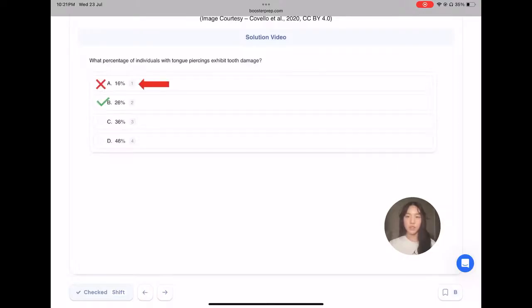Option A is incorrect, as tooth damage occurs more frequently than 16%. Options C and D are incorrect, as tooth damage does not occur this frequently in individuals with tongue piercings.